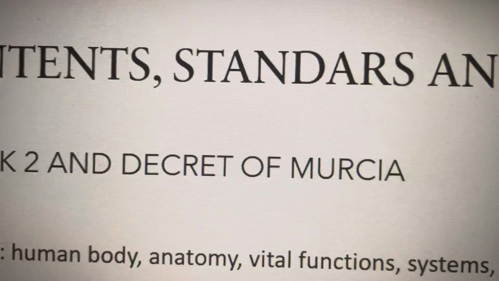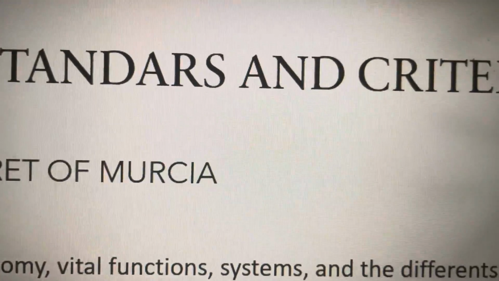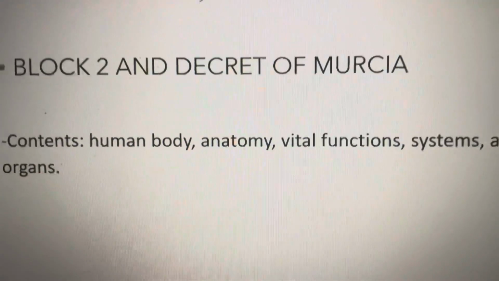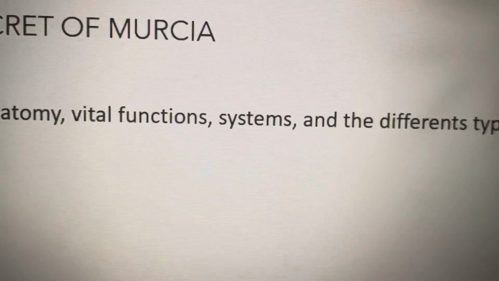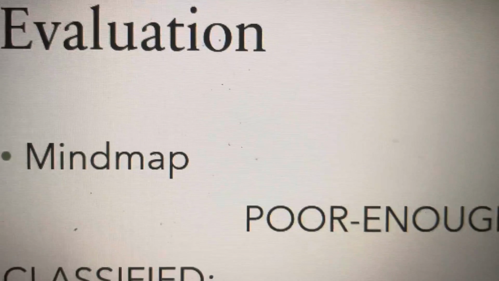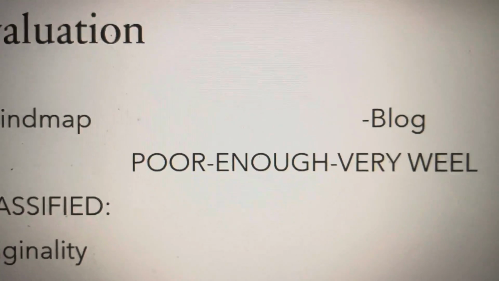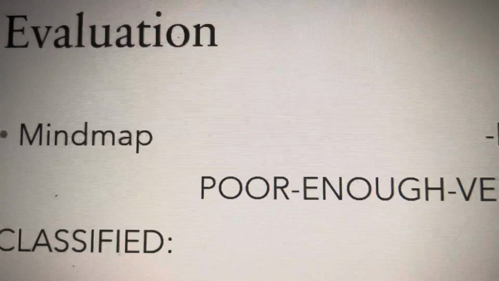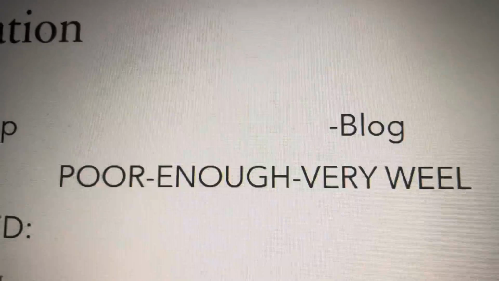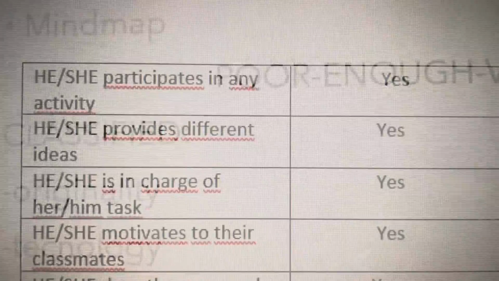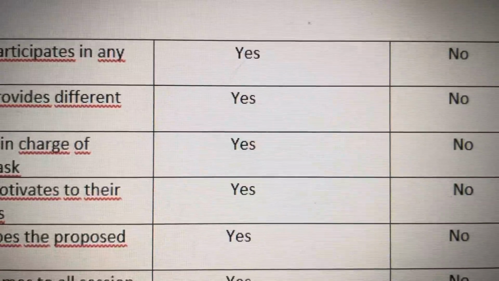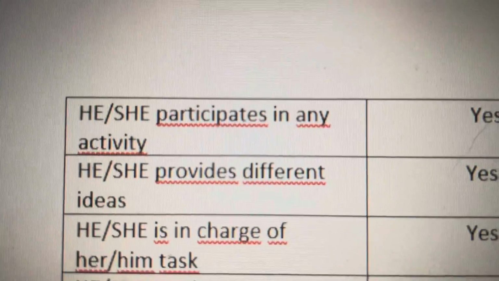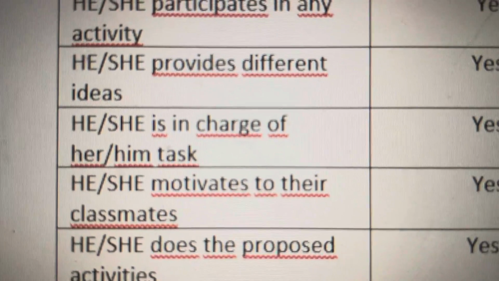Finally, the contents, the standards and the criteria representing the block 2 and 3. Contents: human body, anatomy, vital functions, system, and the different types of organs. The mind map and the block will be evaluated with a rubric, classified with poor, enough, very well, taking into account originally contents, technology, and results. And the participation in the work will be evaluated of 1 to 10 with this checklist by the teacher.